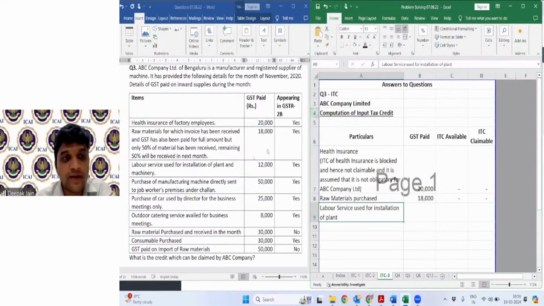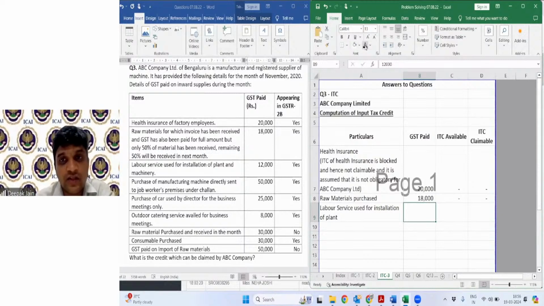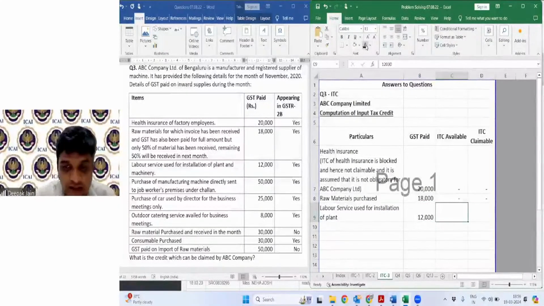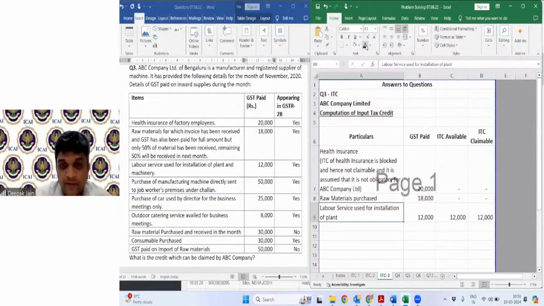Third aspect is labor services received for installation of plant and machinery. This is to the extent of 12,000. Is the ITC available on this? Yes, ITC is available. So we will claim the ITC. And is it claimable? Yes, it is claimable because all the conditions of input tax credit are being satisfied. So I can claim it.